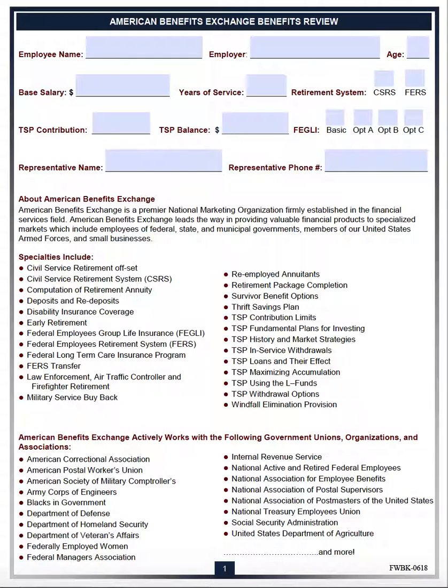What I'd like to do is gather all of this ahead of time when setting the appointment, talking to the federal employee over the phone, walk them through their pay stub even over the phone to gather what their base salary is, how many years of service, what retirement system they're in, TSP contribution, approximate TSP balance, all of their FEGLI options, as well as the age at which they're going to retire. You can also ask them if they're married, single, children at home, basic health information, depending on how you want to properly prepare for this meeting.